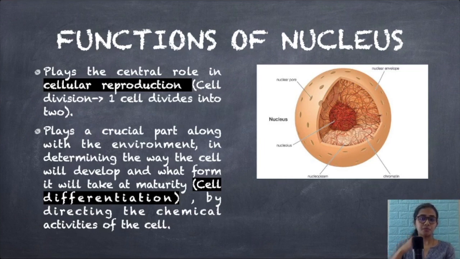That means how a normal cell gets divided and forms into maybe a nerve cell. That process is called cell differentiation, where it specializes, right? So for cell differentiation also, the nucleus plays an important part. How? By directing the chemical activities of the cell accordingly. So it plays a central role in cellular reproduction, and it also plays a crucial part along with environment in cell differentiation. That is, in determining the way the cell will develop and what form it will take at maturity. How? By directing the chemical activities of the cell.